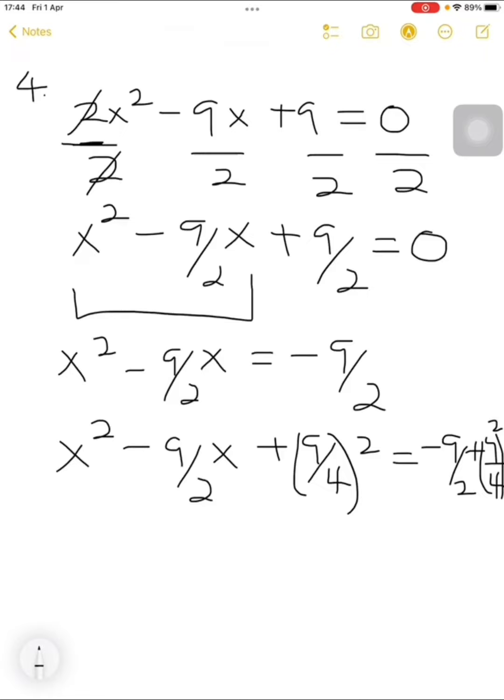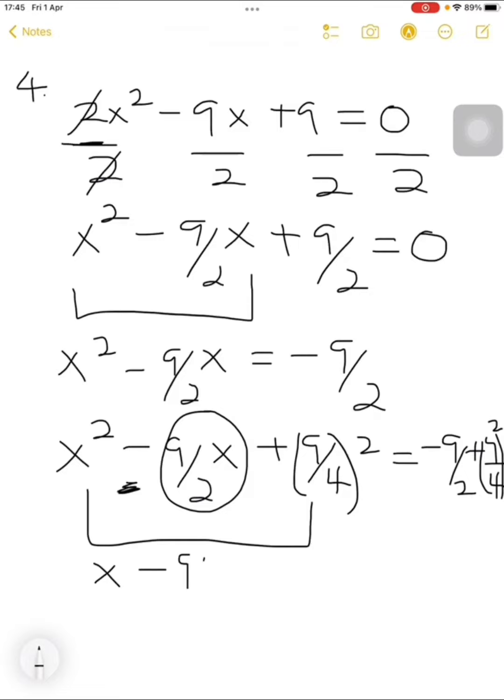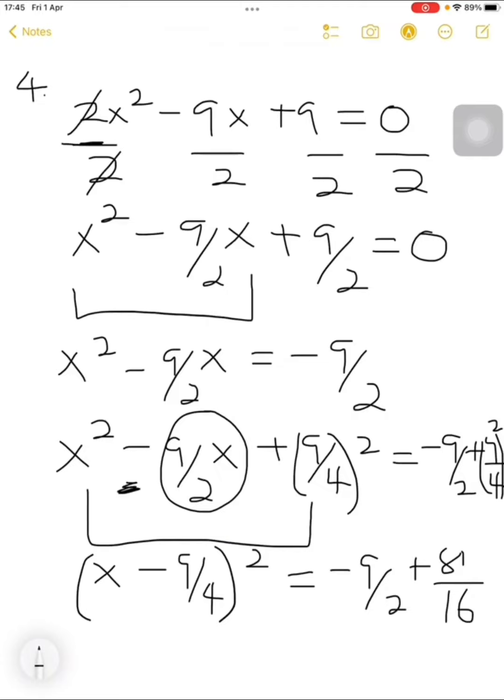Alright, then ignore this term and combine this with this. Don't forget this sign. Whether it's plus or minus, don't forget it. So here we have (x − 9/4)² = −9/2 + 81/16. Right? Hope we are together up to there.